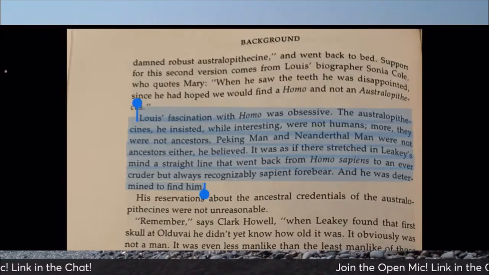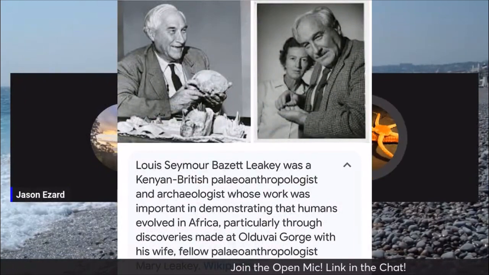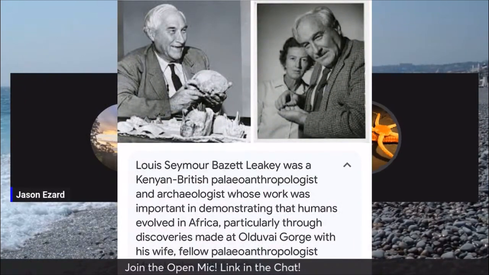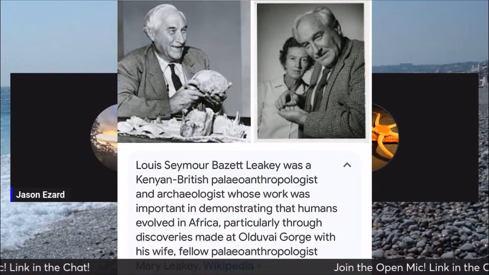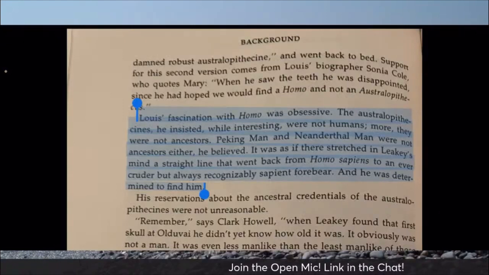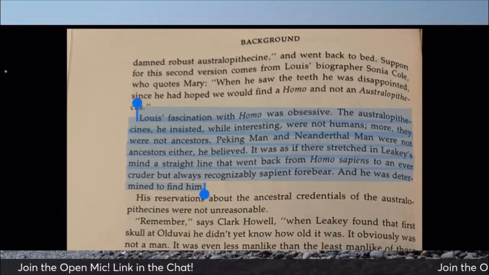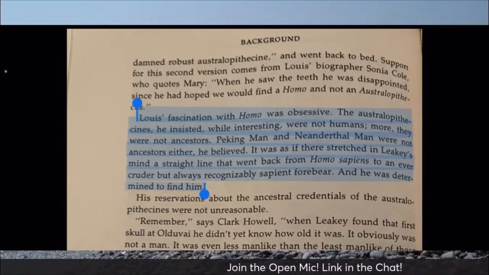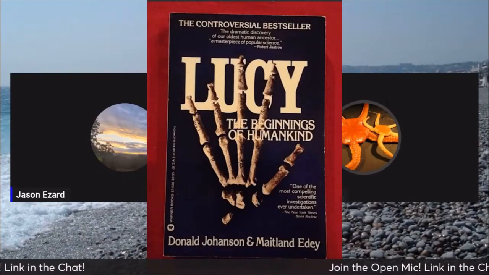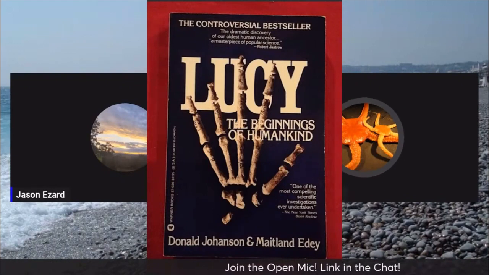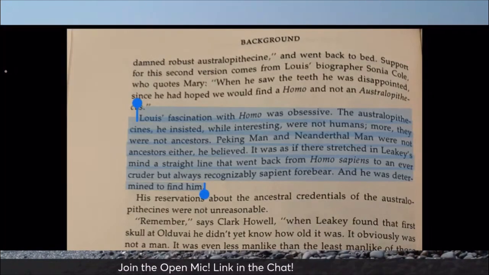And the point is, this guy, Louis Leakey, was a major paleoanthropologist. He made plenty of discoveries, especially at the Olduvai Gorge, like I said. But even he believed, and this is from the book by Johanson, the discoverer of Lucy, Lucy: The Beginnings of Humankind. So there you go, got the reference.